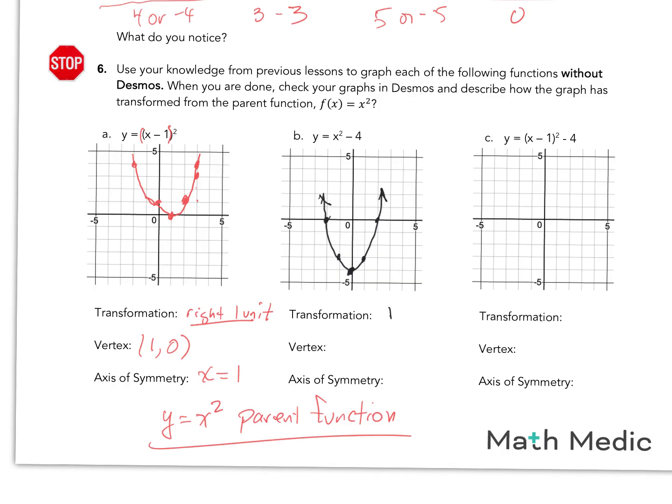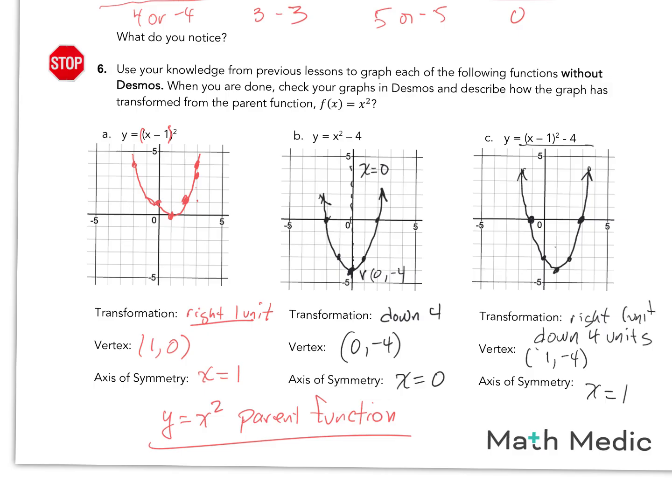So this went down 4 units. And the vertex is 0, negative 4. And the axis of symmetry is x equals 0. So the vertex here is 0, negative 4. Axis of symmetry, x equals 0. All right, see if you can think about what happens when we do x minus 1 squared minus 4. Pause the video and try and plot that.